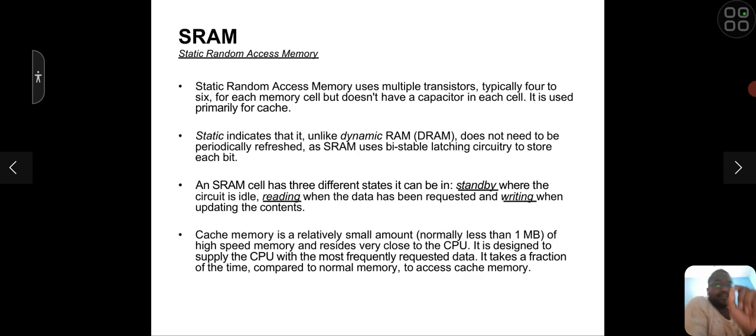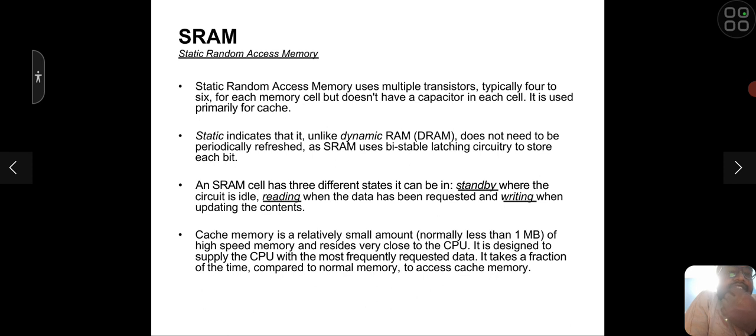SRAM, static random access memory, uses multiple transistors, typically four to six for each memory cell, but doesn't have a capacitor in each cell. It is used for memory cells in cache. Static indicates that, unlike dynamic RAM or DRAM, it does not need to be periodically refreshed, as SRAM uses bistable latching circuitry to store each bit. SRAM cells can be in three different states: standby, where the circuit is idle, reading when the data has been requested, and writing when updating the contents.